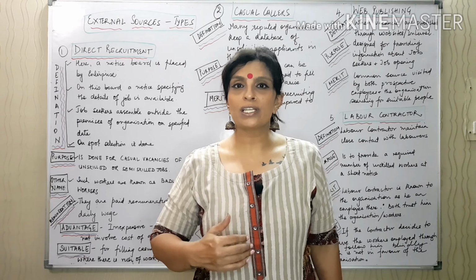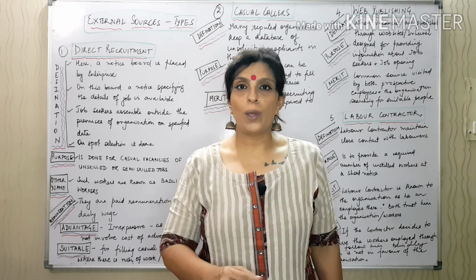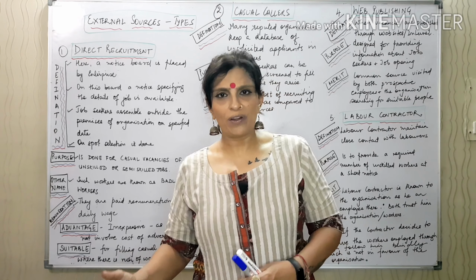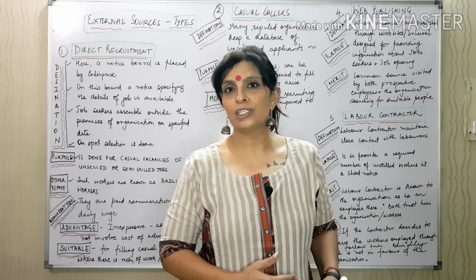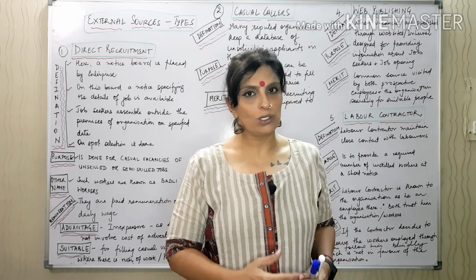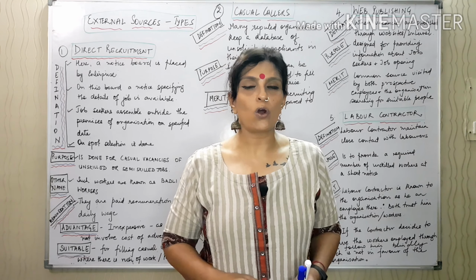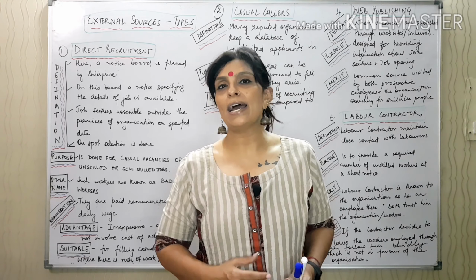Usually the organization gives such information when one permanent worker is absent or has just quit from the job and they urgently need somebody to work on the spot. The people who are working for direct recruitment are usually called casual laborers or casual workers and are paid a daily wage rate.